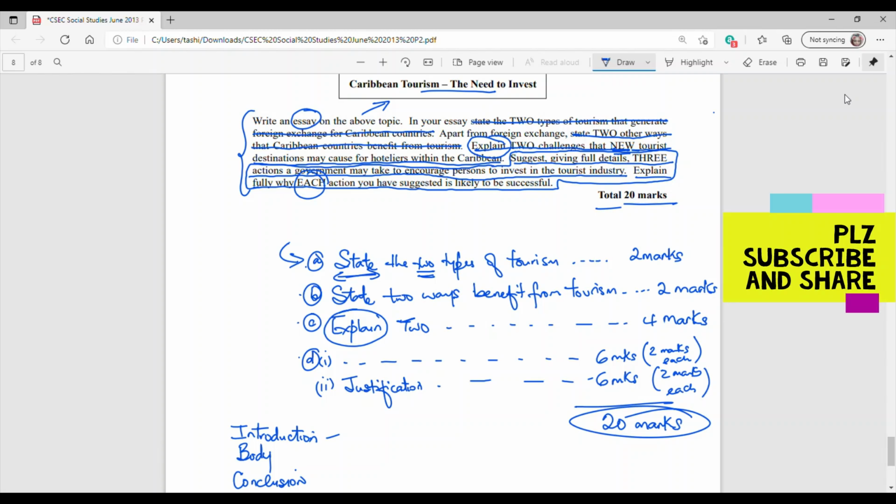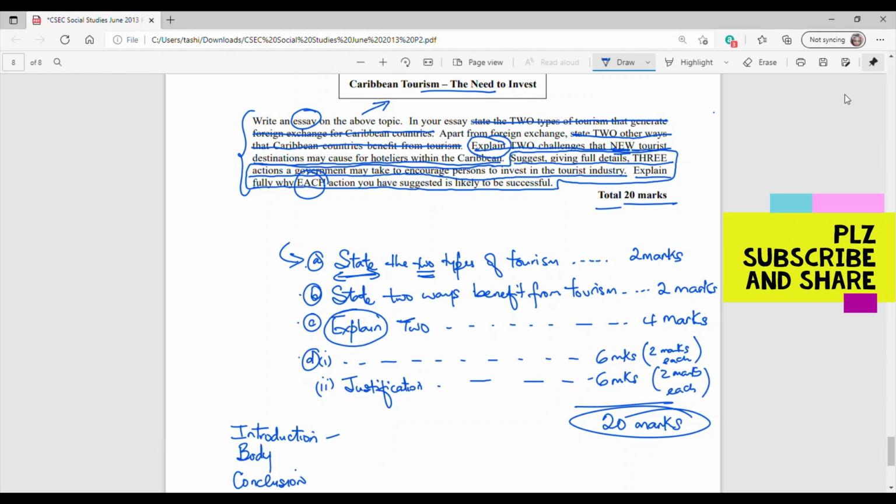Or you can say Caribbean tourism has several undeveloped areas that would require investment for it to become profitable. Something like that. So you are just basically mentioning the topic that they have given you, and you are introducing what you're going to talk about.